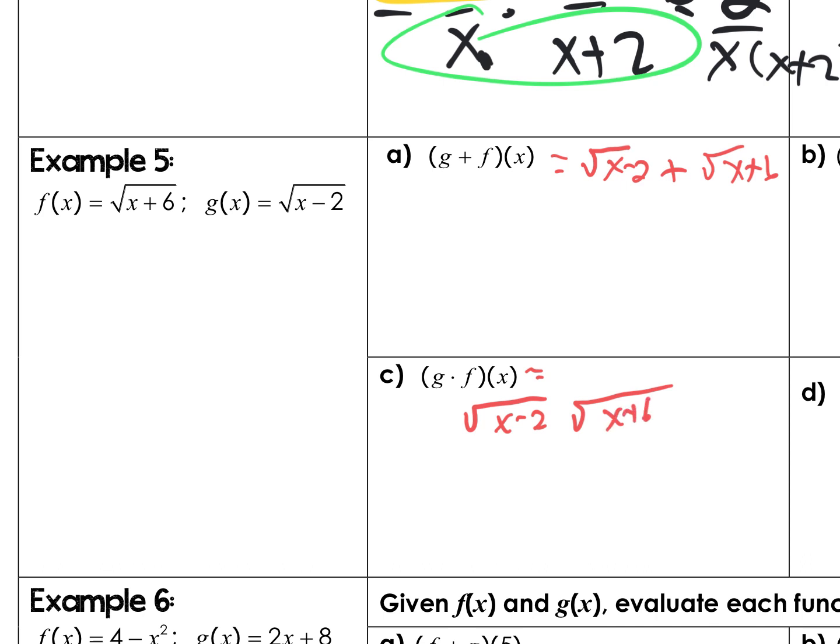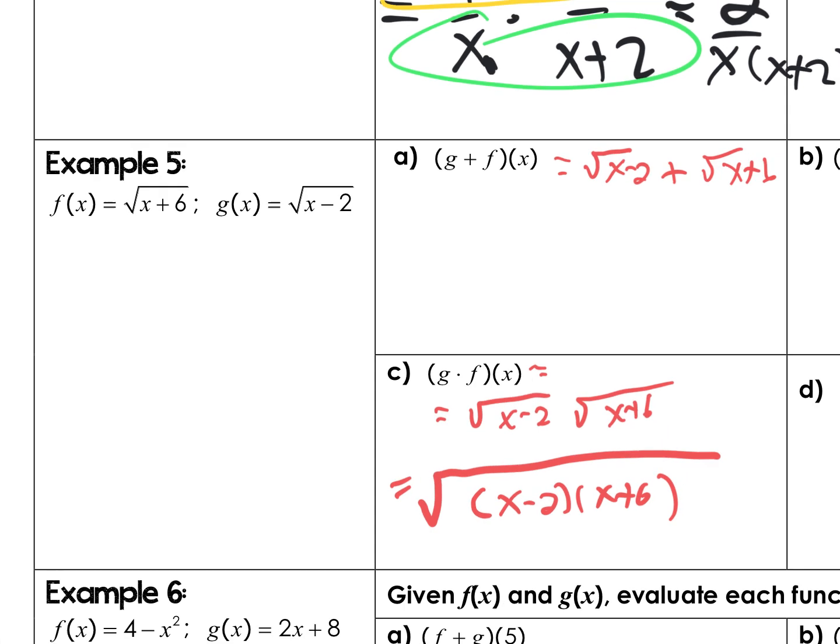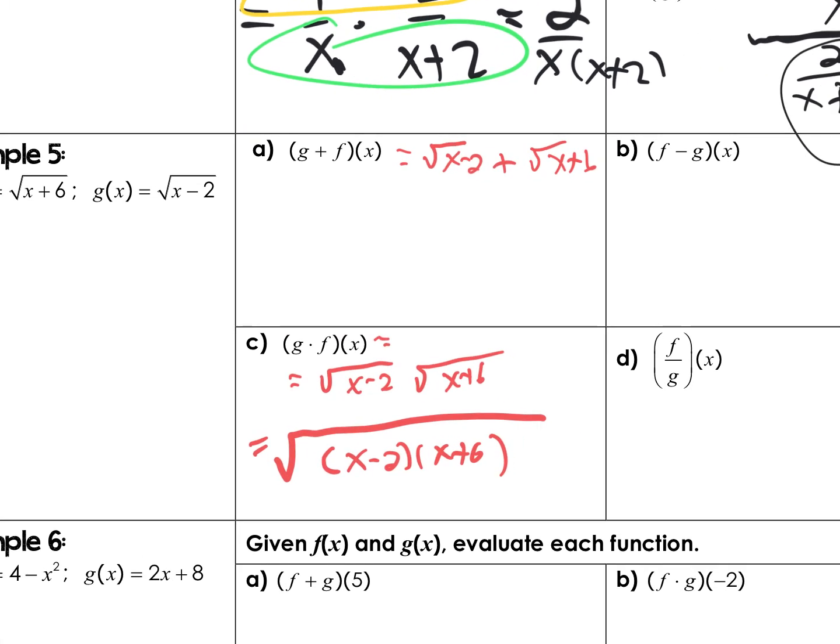And all that means is this, guys. Maybe this is a blast from the past. You can combine the radicals by putting both inside the same radical. But that's it. There's really nothing else you could do. Yes, you could FOIL that out and make it a trinomial, but it's not needed. And division, may as well. F divided by G is square root of x plus 6 divided by the square root of x minus 2.